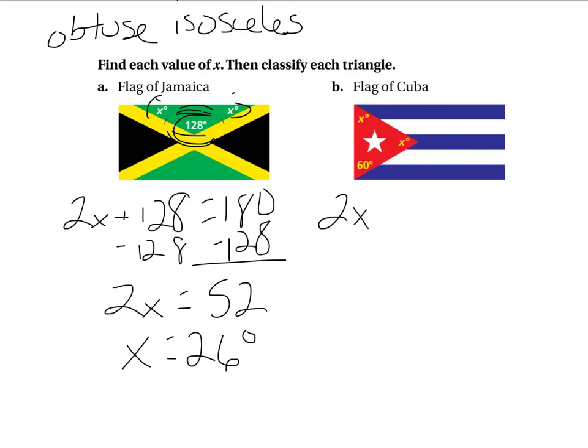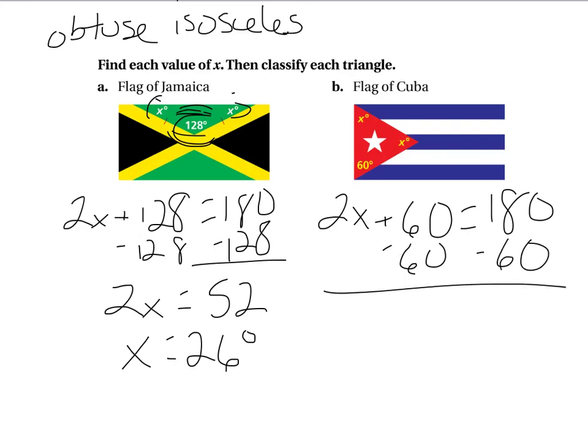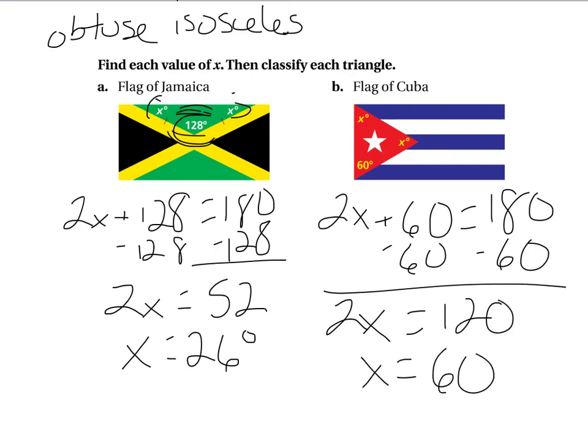Going to the flag of Cuba. Again, we got 2x plus 60 equals 180 degrees. I'm going to subtract 60 from both sides. I'm going to get 2x, and that's going to equal 120. So when I divide by 2, I get, again, 60 degrees. So every one of those angles is a 60-degree angle. That makes this an equilateral triangle and equiangular. So I got both of those going on. Sorry, I'm kind of out of room now. I'm not going to write both of those, but that would make it equilateral and equiangular.